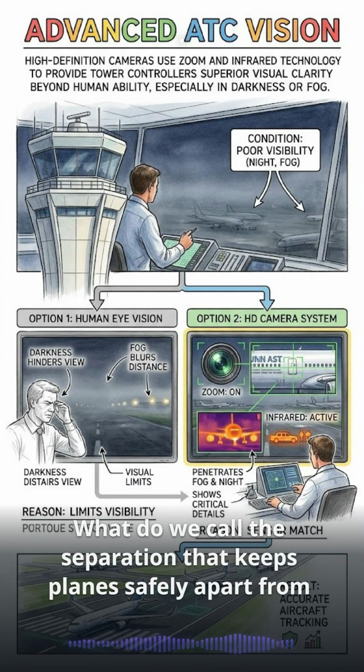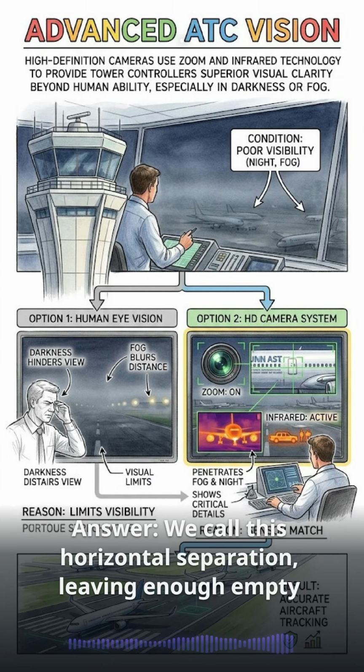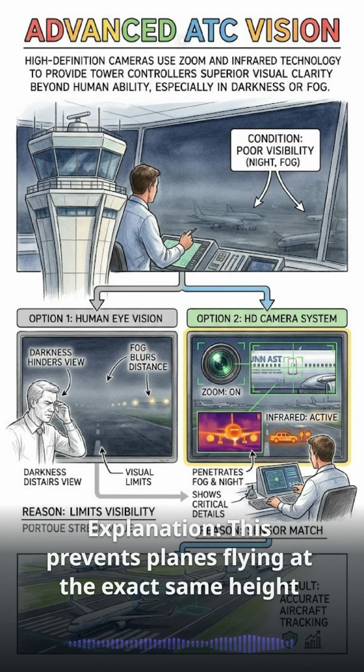80. What do we call the separation that keeps planes safely apart from side to side today? We call this horizontal separation, leaving enough empty miles between the fast-flying airplanes right now. This prevents planes flying at the exact same height from crashing into each other mid-flight.